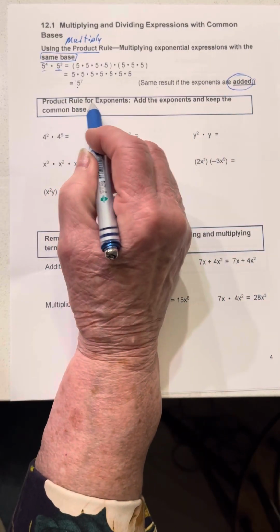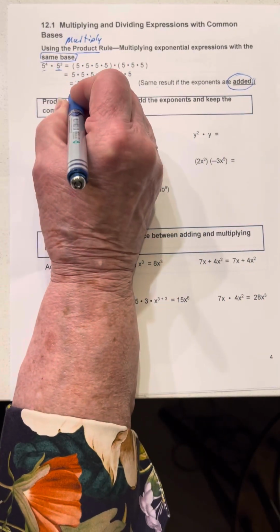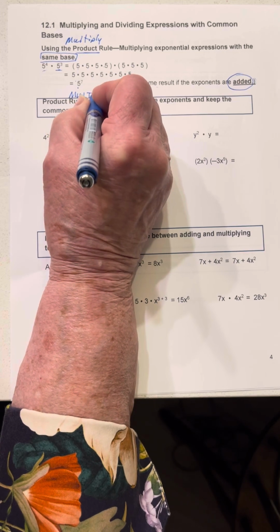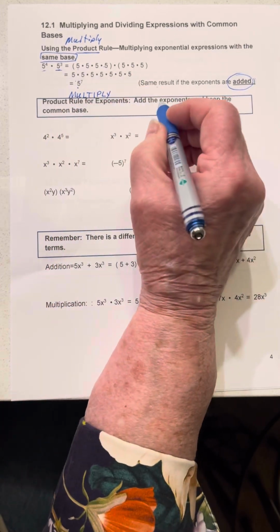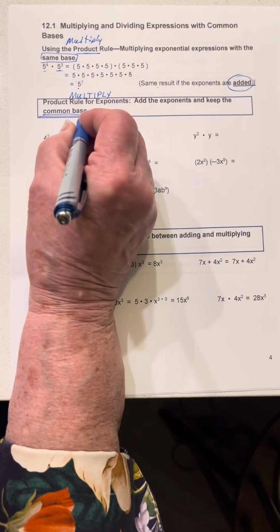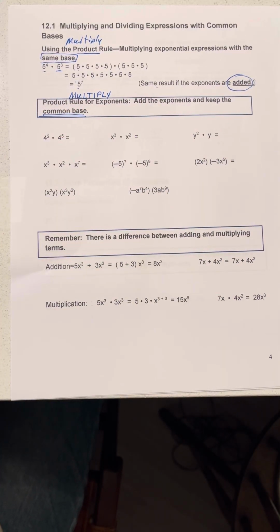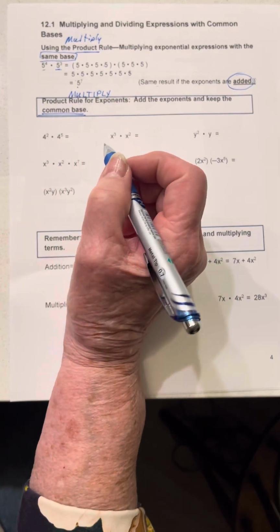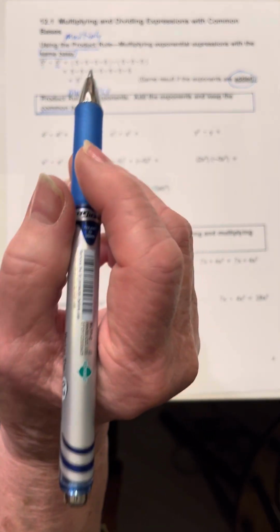So the product rule for exponents, and this of course is when we multiply, we'll add the exponents and keep the common base. Remember, we have to have the same base. Otherwise, we can't use this rule. So here's some problems that we'll practice with.